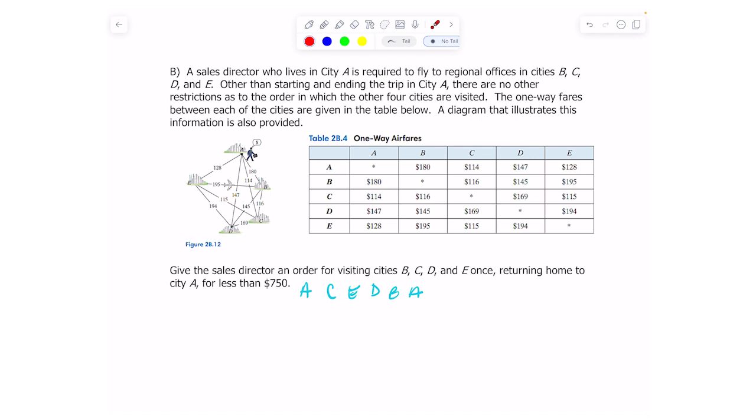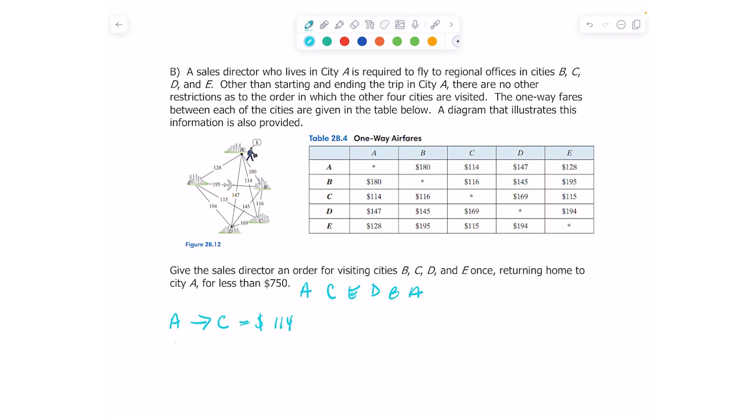Okay, so the first thing I want to look at here is if I'm starting out in A, right? What would be the cheapest city to go to from A? So if I look at the table, I can see that if I want to fly from A to city B, it's $180. But if I want to fly from A to C, it's $114. And that's the lowest of the 4, right? So from A to C, I know that that's going to give me the cheapest airfare, which is $114.